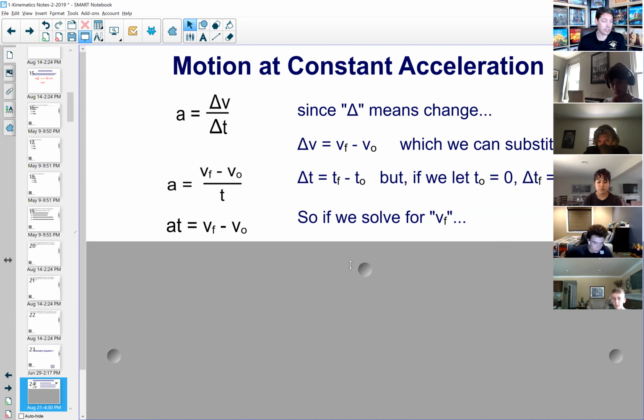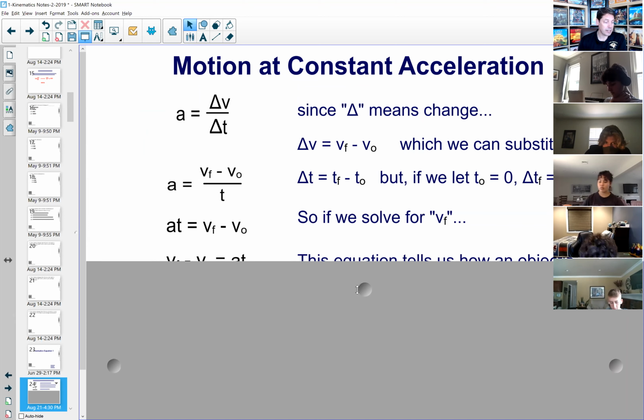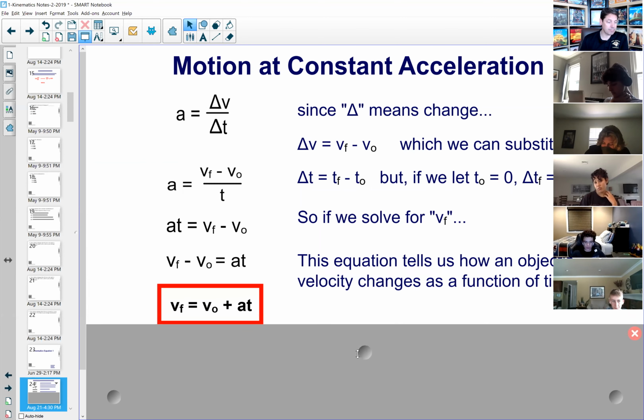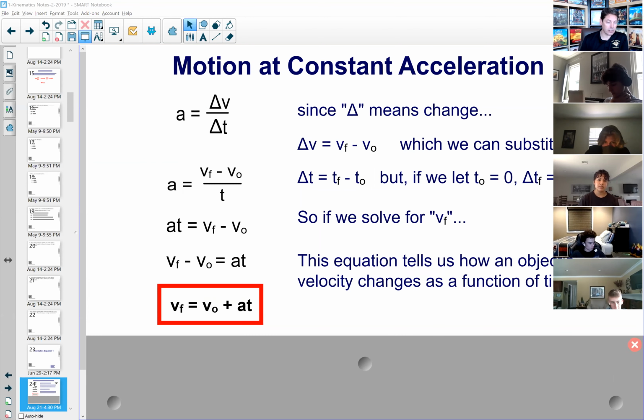But now let's solve it for VF. Let's isolate the VF. The first thing we need to do is multiply both sides by t, which gives us a times t equals VF minus VO. Then I'm going to rewrite that the other direction so that VF minus VO is on the left, to make it a more traditional appearance. Then we need to add VO to both sides. That would be our final equation, the first kinematics equation we're going to learn: VF equals VO plus AT. The final velocity is equal to the initial velocity plus the product of acceleration and time.